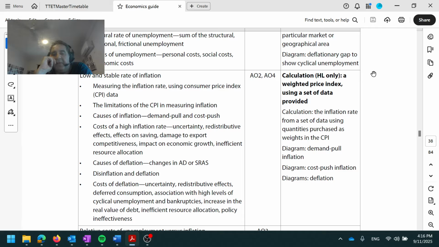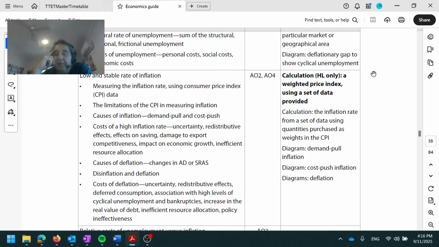You would be given weightings for the products, and you have to construct a CPI, or the Consumer Price Index, and then maybe work out the inflation rate from looking at the percentage change in the CPI. In terms of diagrams, know demand pull and cost push inflation. Please use that terminology in your paper 1 part B question or part A question.